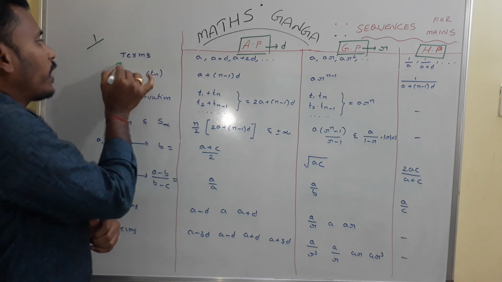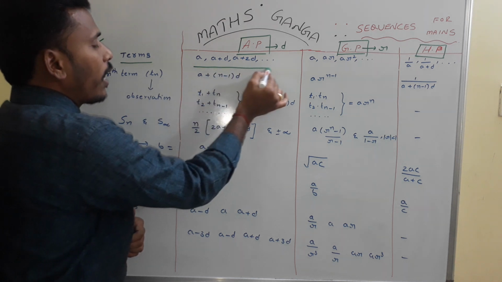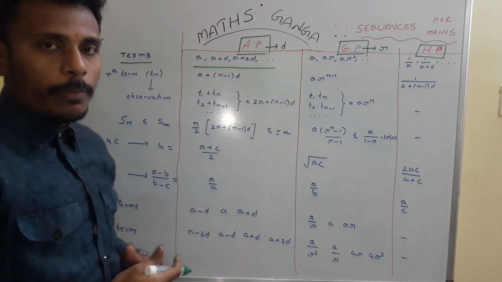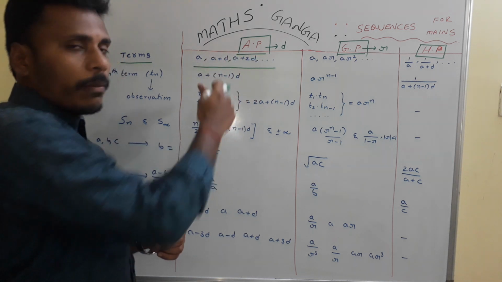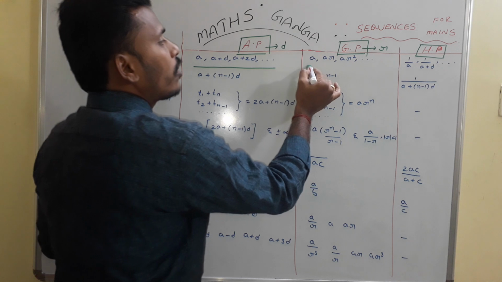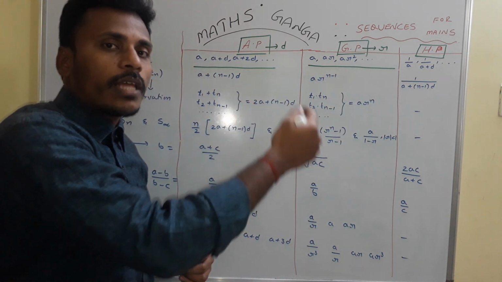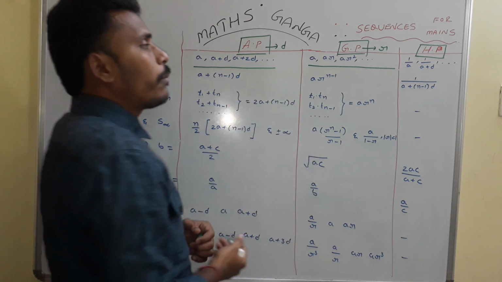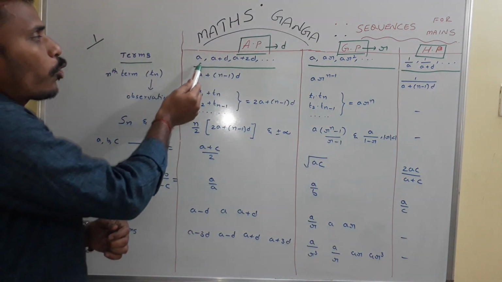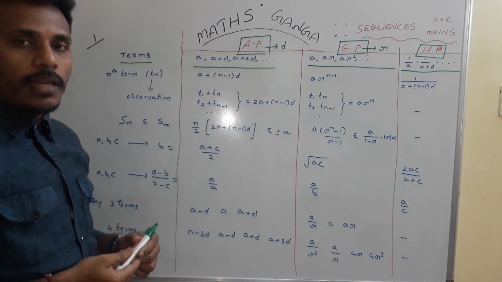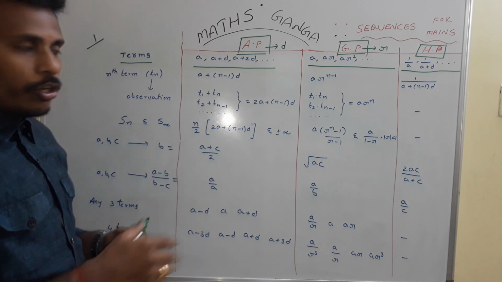Now, coming to the terms of the arithmetic progression, they are a, a plus d, a plus 2d, a plus 3d and so on. Every term is rising by d from the previous term. The terms of the geometric progression are a, ar, ar square. By multiplying with r you will get the next term. Whereas the terms of the harmonic progression are nothing but the reciprocals of the arithmetic progression terms. Harmonic progression is nothing but the reciprocal of the arithmetic progression.